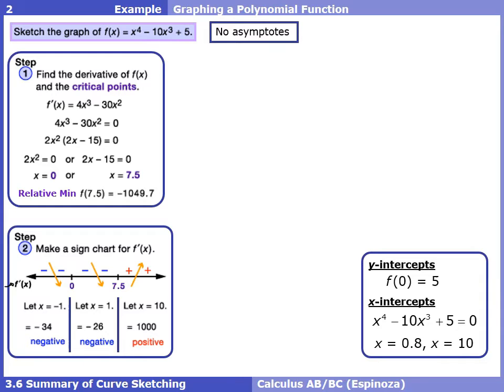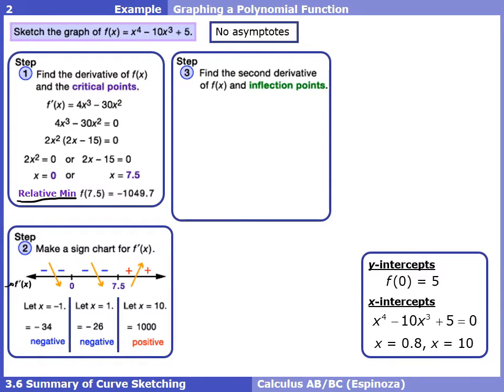Since we're trying to figure out where these points are on the graph, I'm going to find the y value at 7.5. F of 7.5, and that's not a typo, it's a really big y value in the negative direction, is negative 1049.7. So we could plot that point so we knew exactly where it was. But the most important thing is that it is a relative min.